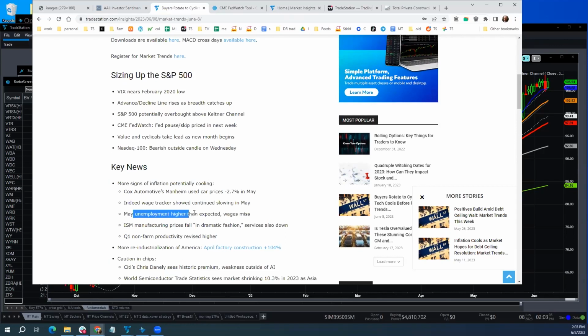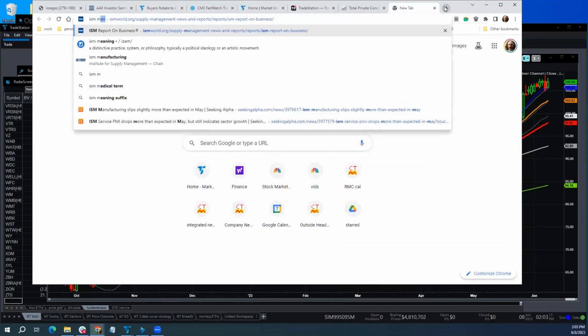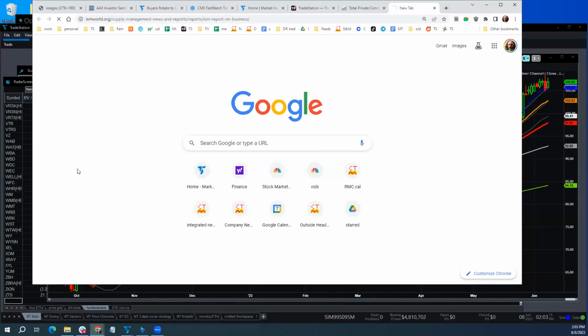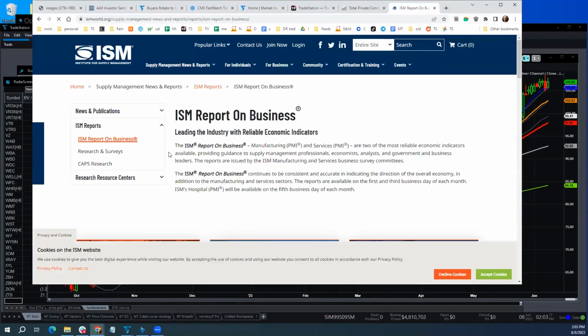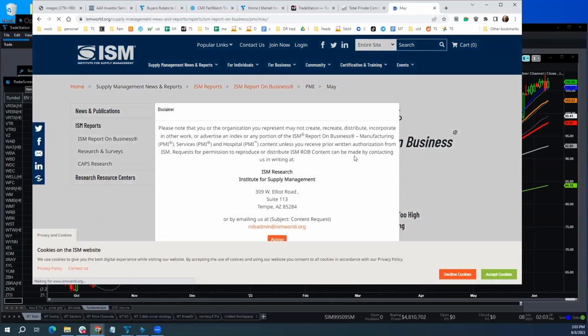But look at some of the data we had. First of all, unemployment was higher than expected, wages missed. What was also interesting was the ISM manufacturing report on business. I need to actually pull this up. This was really interesting. They said stuff about prices that I've never seen them use language like this. It was pretty interesting.